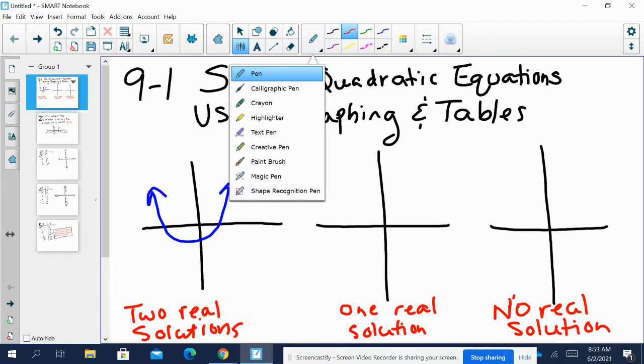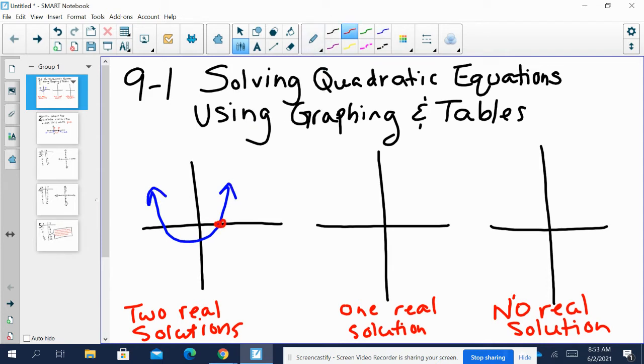Okay, so it crossed right over here and right over here. So this particular case, it has two real solutions. A solution is anytime it crosses the x-axis, or when y is 0. The x-axis is when y is 0.